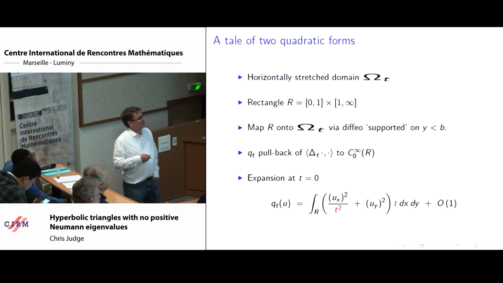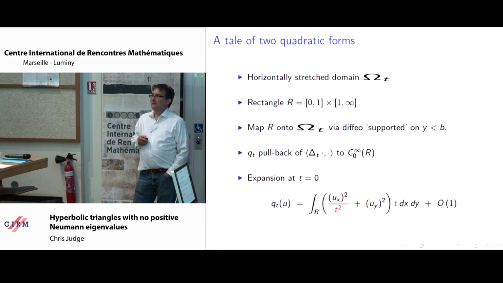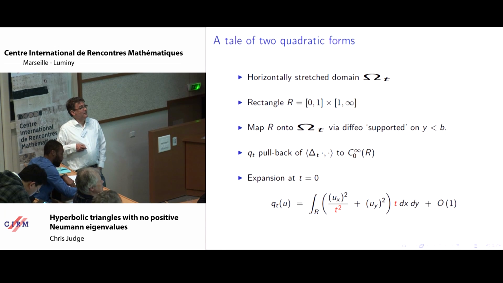Anyway, so you pull back. I'm going to pull back my quadratic form on that omega_t onto the rectangle, and that of course makes it no longer as nice to look at. But at least now I can look at its asymptotic expansion on a nice domain. So we're going to expand this quadratic form Q_t, and again, it looks like what would happen if I hadn't pulled back, except I have some error. This is the error coming from doing the diffeomorphism, and you can show it's essentially O of 1.